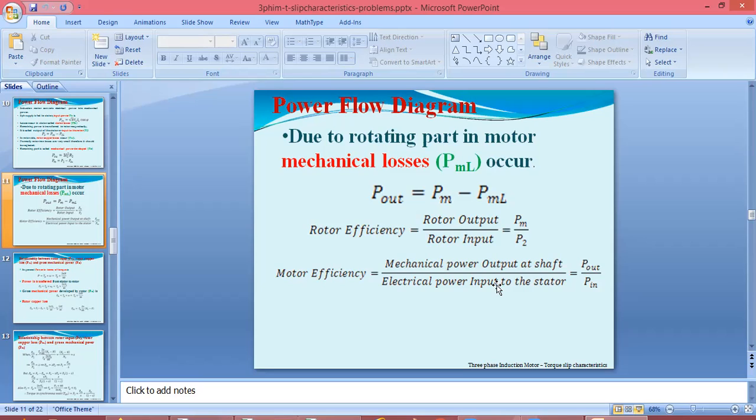So now we want to see the power equations for the three-phase induction motor. Firstly we will see the mechanical power loss, because when we give the power supply to the three-phase induction motor, the rotating part will start to rotate, due to which it loses some power.